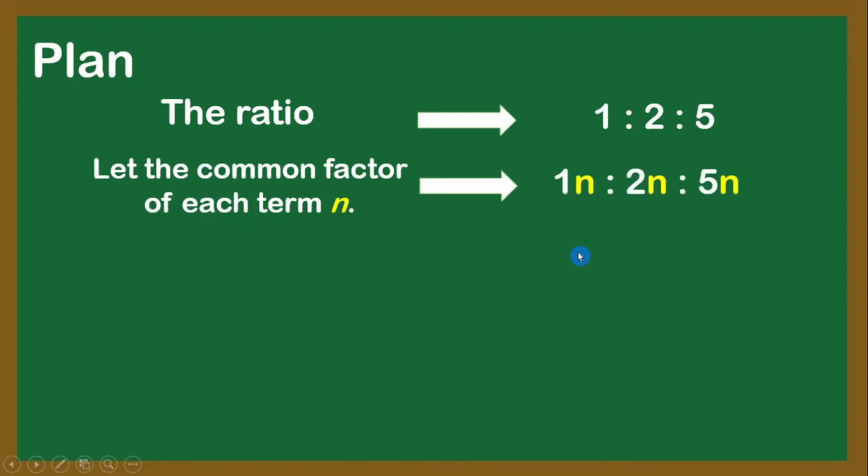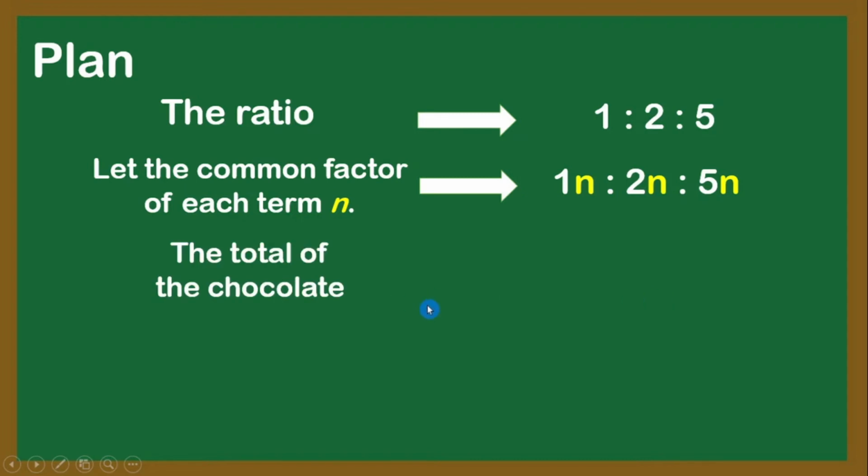Now, if you will remember our past lesson, that in finding or simplifying ratio into its lowest term or simplified form, there is what we call the common factor. This time, we will use the common factor to solve the ratio. So let n be the common factor of each term. So we have now 1n is to 2n is to 5n.